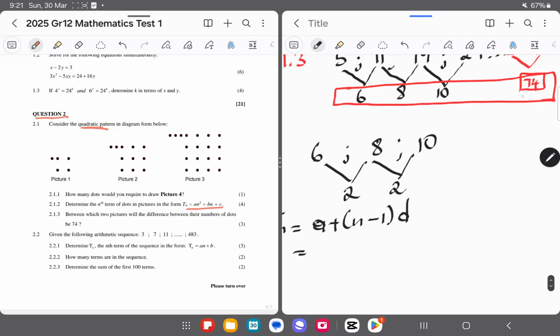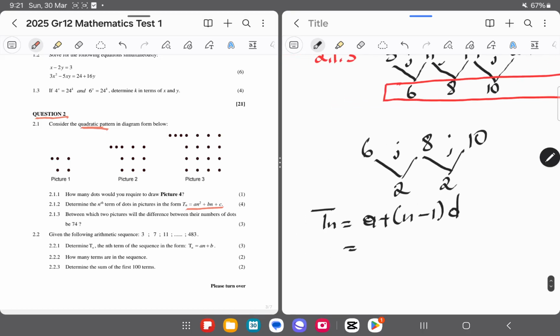Now, it means 74 is your Tn. It's your last term. Therefore, Tn is going to be 74. The first term of the sequence that you are working with is 6, plus n minus 1 multiplied by the difference, which is 2. And then finally, we are going to have 74.